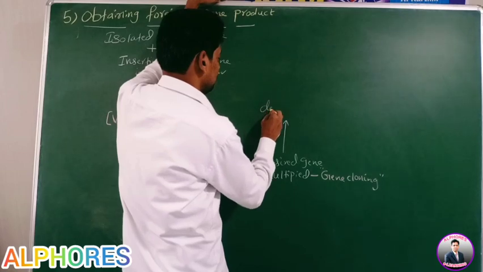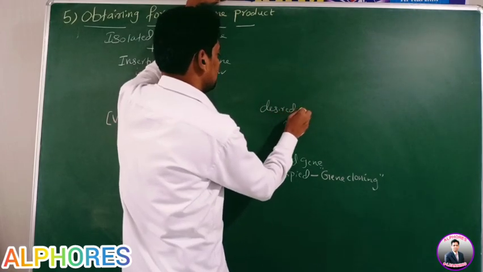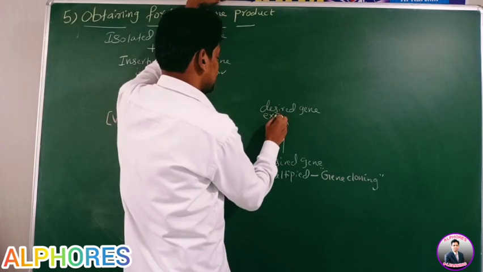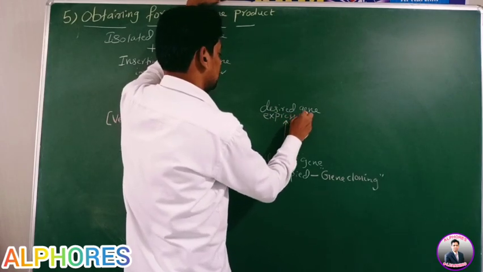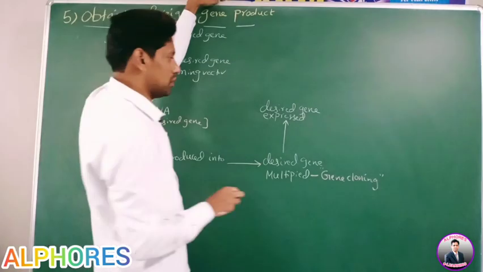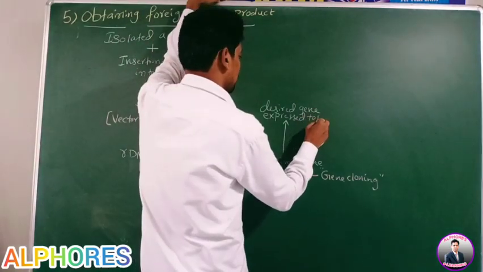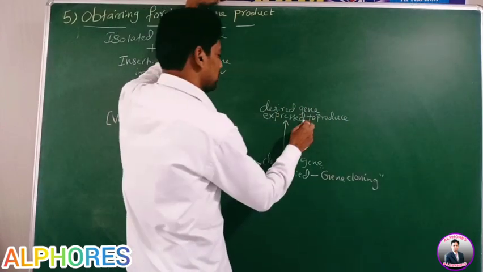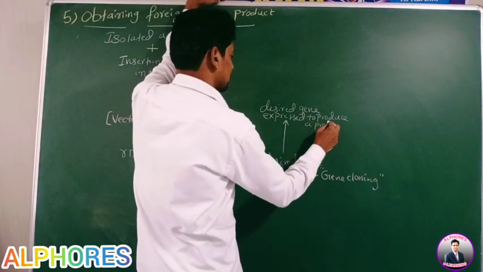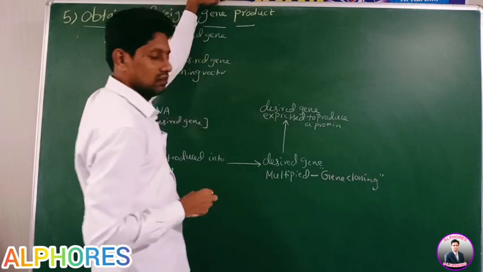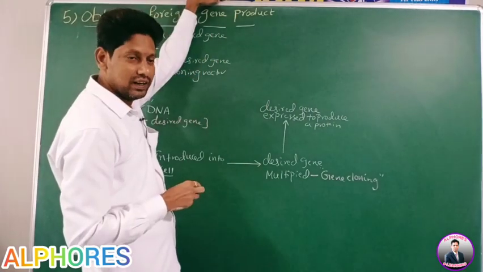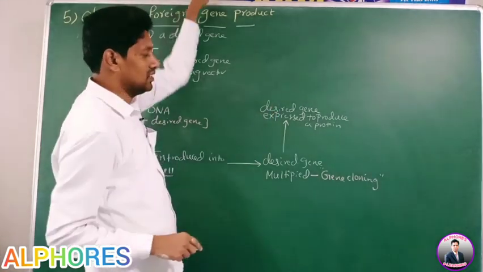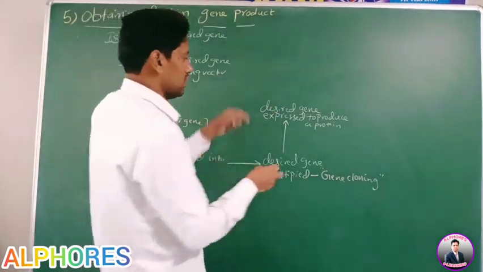Therefore, desired gene expressed to produce a protein. Is this statement okay? Any doubts in these statements? Therefore, desired gene is expressed to produce what, sir? Desired gene is expressed to produce a protein.